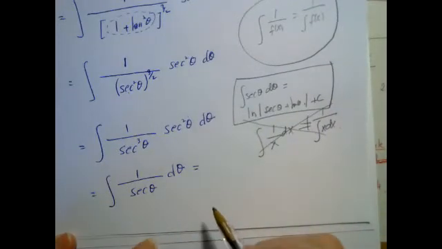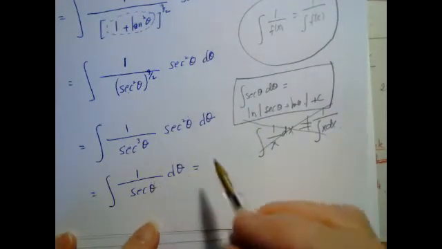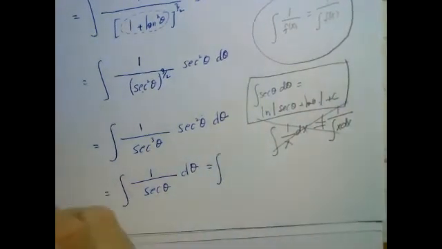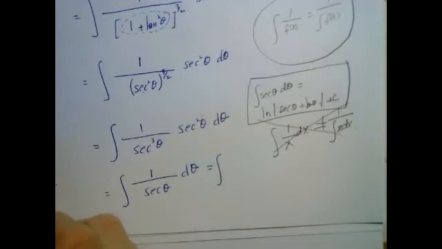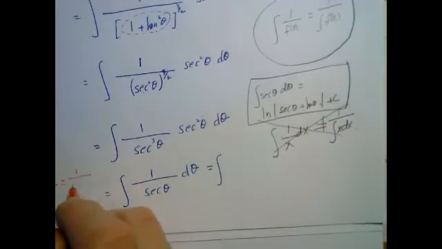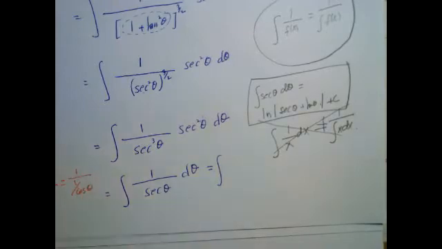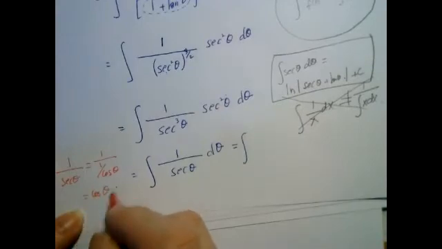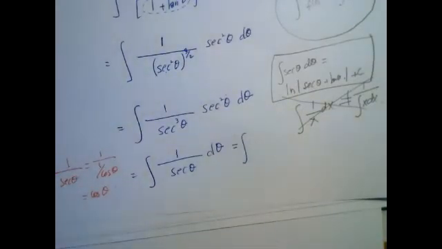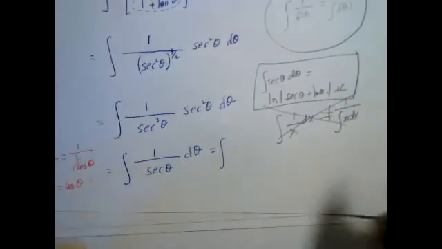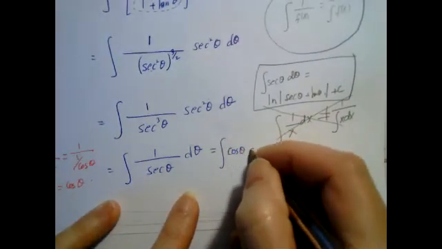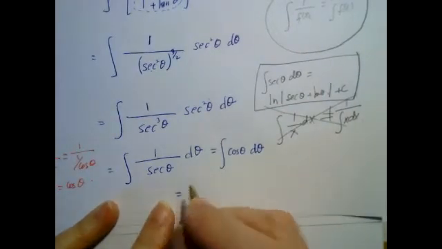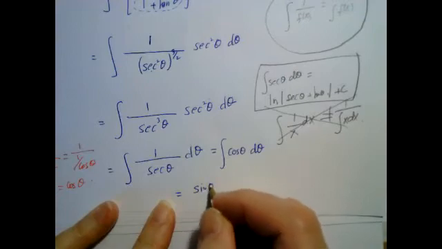Nibadia, one of your classmates is telling me to switch, and your classmate is correct. What's 1 over secant? 1 over secant is basically 1 over 1 over cosine, which is the cosine of theta. So 1 over secant would look a little bit complicated. It's actually not. It's nothing more than the integral of cosine of theta d theta. Now, the antiderivative of cosine is sine theta plus c.